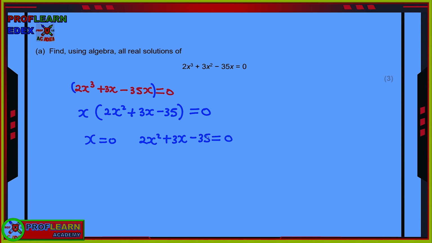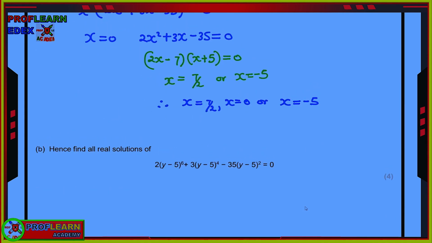Now, factorizing this quadratic equation at this point, we are going to have our answer (2x minus 7)(x plus 5) equals 0. So that our first value of x is going to be 7 over 2, or x equals negative 5. Yeah, so you need to know how to work out questions to do with cubic functions. You need to know that. All right.